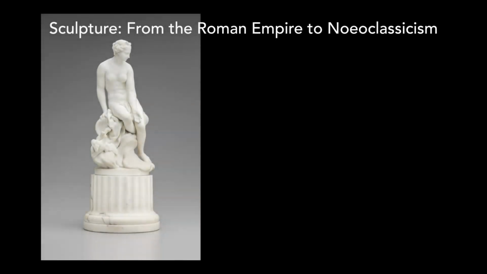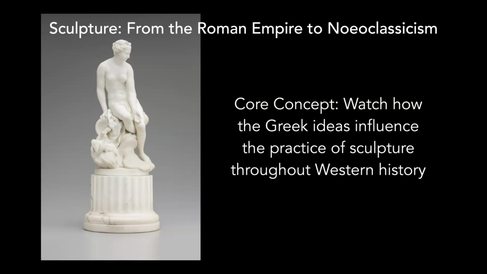Hi, Art 101. In this video, we'll take a look at sculpture from the Roman Empire to Neoclassicism. We're going to cover about 1,700 years worth of art in 10 minutes. We've got just one core concept today. We're going to watch how the Greek ideas influenced the practice of sculpture throughout this long period in Western history. And then, of course, from there, we're going to jump to the Americas and our topic at hand.